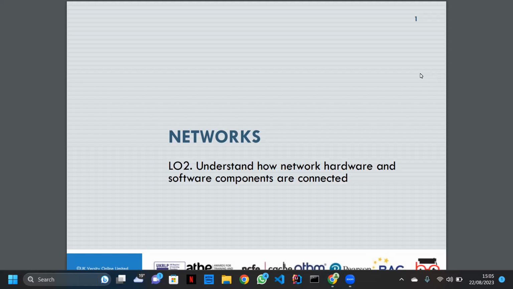Today we are coming to our second tutorial for our networks unit. And today's topic, we're going to understand how network, hardware, and software components are connected.